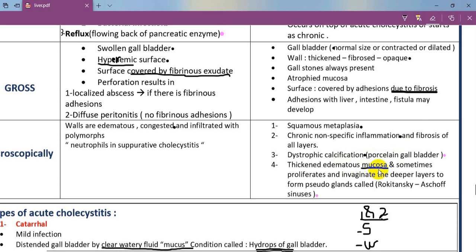The mucosa will become thickened and edematous due to the inflammations. Sometimes the mucosa proliferates and invaginates the deeper layers, leading to Rokitansky-Aschoff sinuses. It is one of the hallmarks of chronic cholecystitis. It means herniations of gallbladder mucosa into the muscular wall.